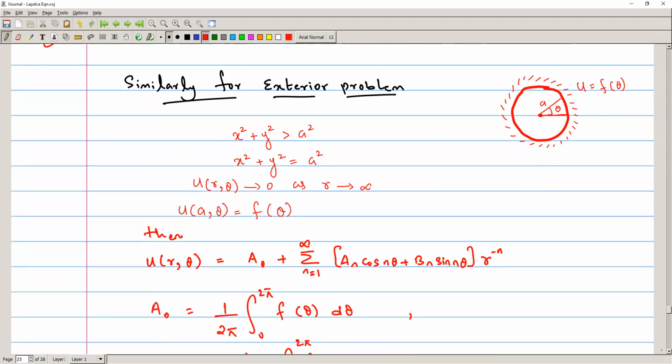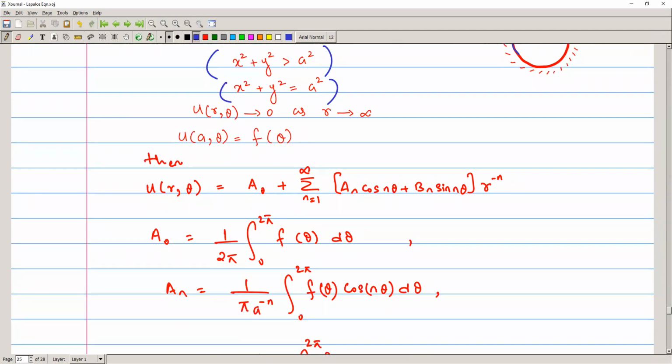Now similarly for the exterior problem, we are interested in finding the heat outside the region, the temperature distribution outside this particular region, that is the circular disk, outside the boundaries of this disk, right? So for that problem, we know that x squared plus y squared is greater than a squared, because we are interested outside the boundaries. And again, this is the equation of a circle representing the radius. So this is u(r, theta) tends to 0 when r tends to infinity, right?